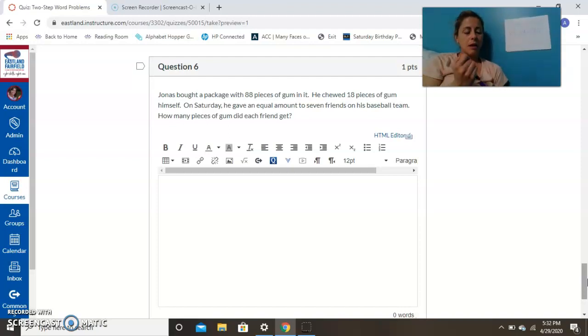Okay, now the third value that you're going to use for this problem is hidden in the word problem because they didn't use the number for it. They spelled it out. Okay, so if you read where it says on Saturday, he gave an equal amount to 7 friends on his baseball team. So he's taking 70 and splitting it among 7 friends. So you need to figure out how many pieces of gum he's going to give to each of his teammates or friends.